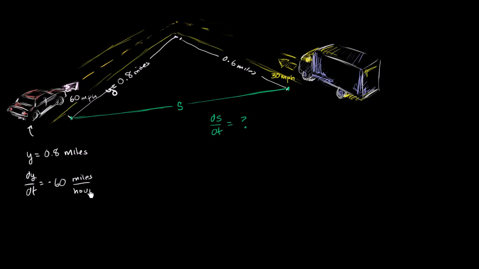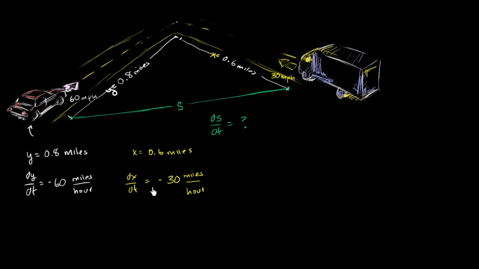Now, similarly, let's say that this distance right over here is x. x is 0.6 miles right at this moment. So we know that x is equal to 0.6 miles. What is the rate at which x is changing with respect to time? Well, we know it's 30 miles per hour is how fast we're approaching the intersection, but x is decreasing by 30 miles every hour. So we should say it's negative 30 miles per hour.